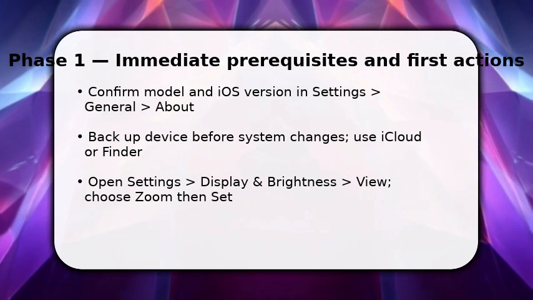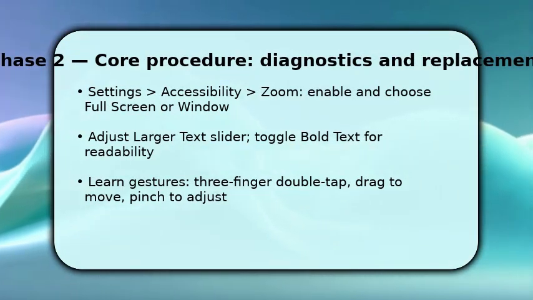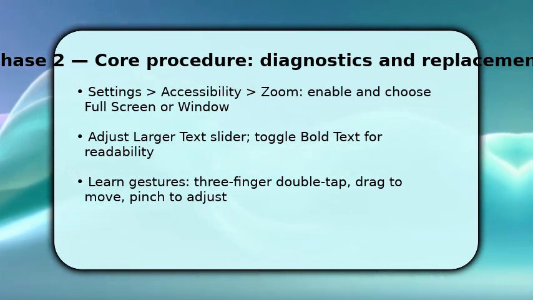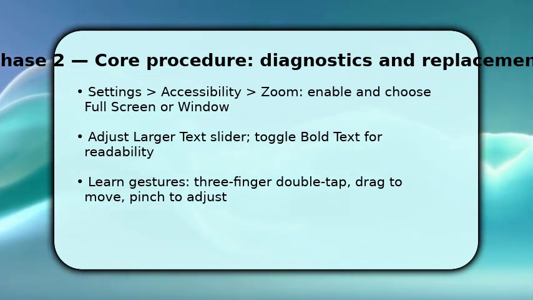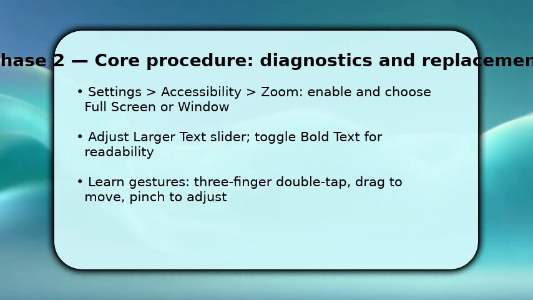After the display zoom, you fine-tune readability through accessibility. Go to Settings, Accessibility, Zoom and enable it. Pick Full Screen Zoom for system-wide magnification or Window Zoom for a movable lens. Then open Display and Text Size and drag the larger text slider to increase type size. Toggle bold text to improve contrast and legibility.